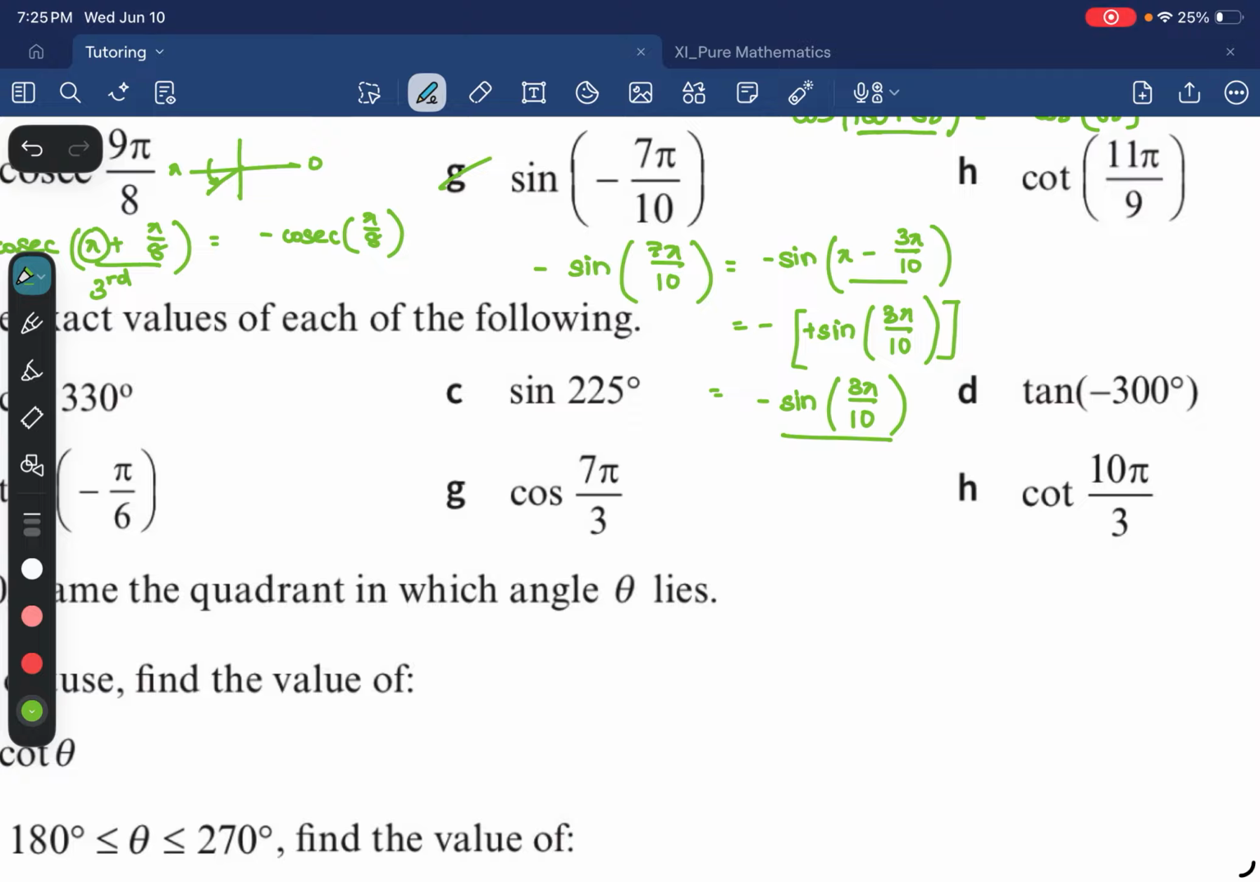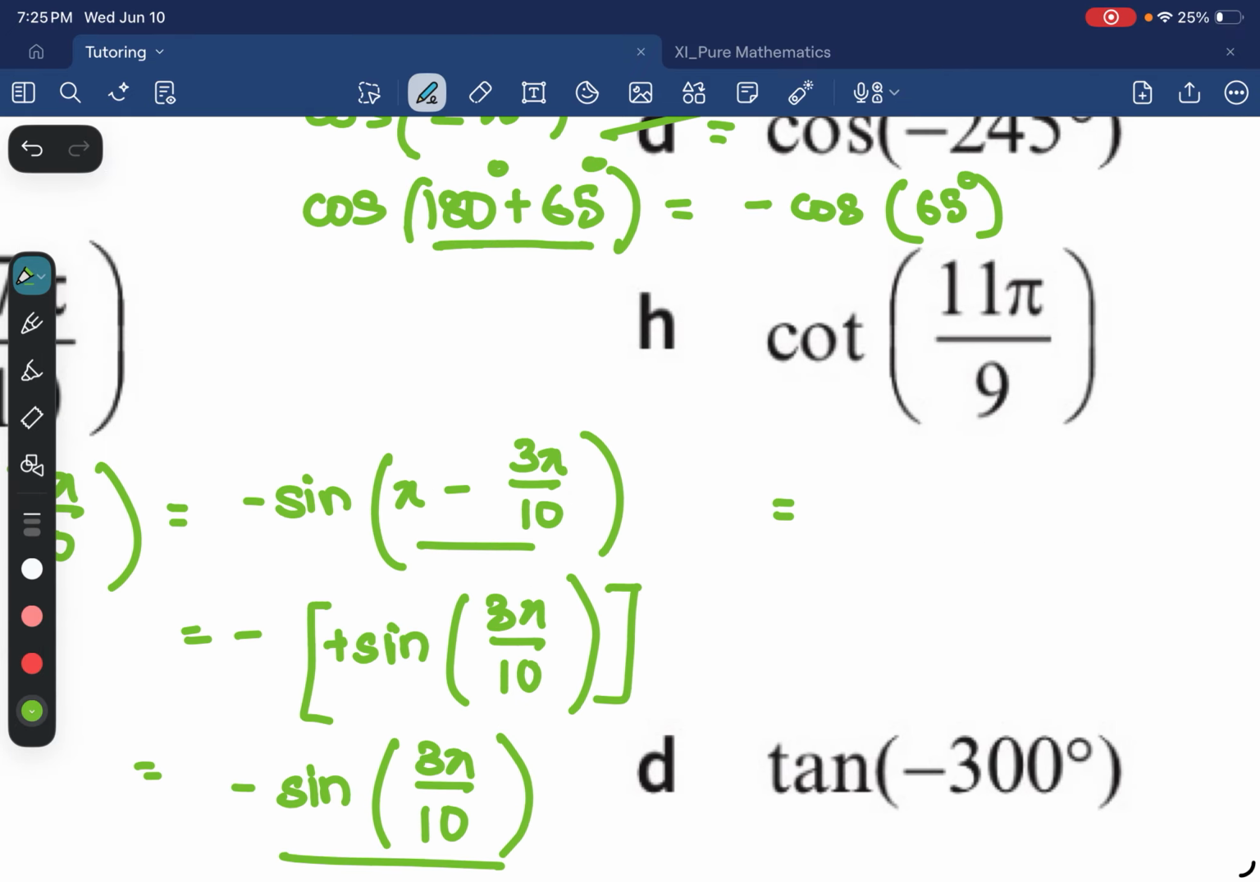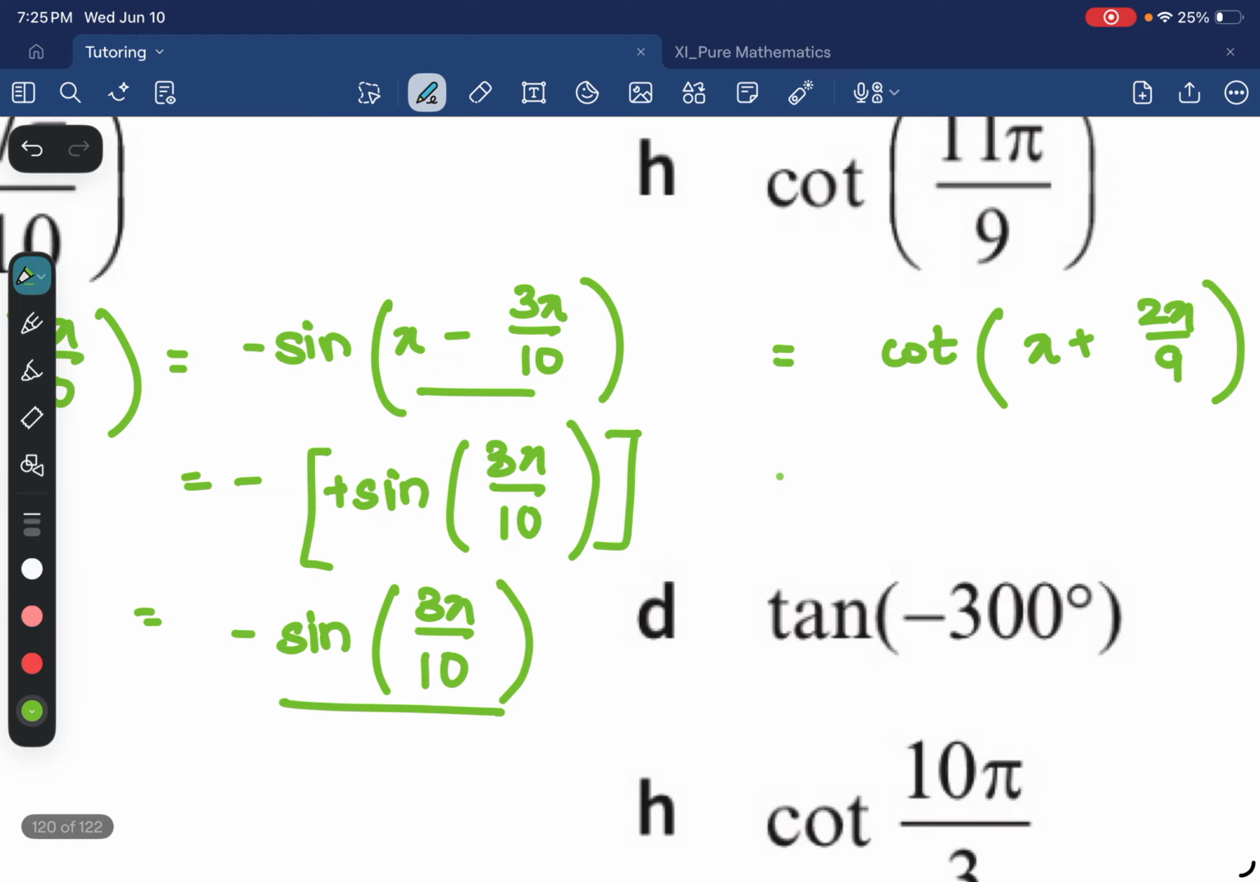So the key is to be familiar with writing in terms of pi and 2 pi and basically multiples of pi. So cotangent 11 pi over 9. You can write it as cotangent of pi plus 2 pi over 9. And 2 pi over 9 is your acute angle. And cotangent remains as cotangent. You pick 2 pi over 9. This angle is going to be in the third quadrant, and in the third quadrant, cotangent and tangent are positive. So your solution is cotangent 2 pi over 9.